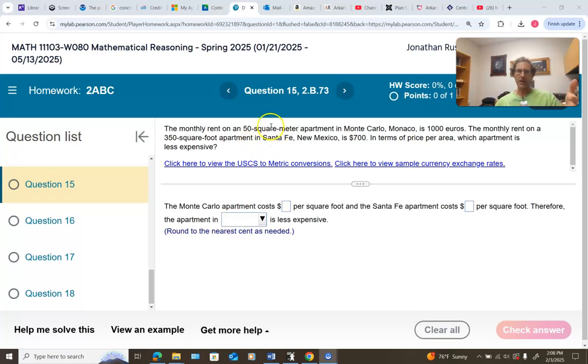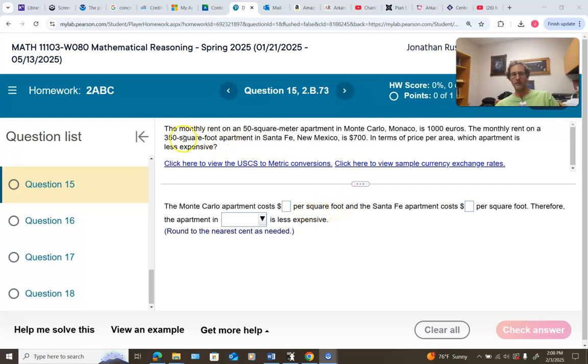We can't compare an apartment's area or size measured in square meters and also measured in square feet. We're going to have to convert one to the other unit, and furthermore, we're going to have to convert euros to dollars or dollars to euros before we can actually make any sort of comparison. This is essentially a unit price problem. We want to find the unit price, or in other words, if you look down here at the problem, we want to know the area in square feet for both apartments.